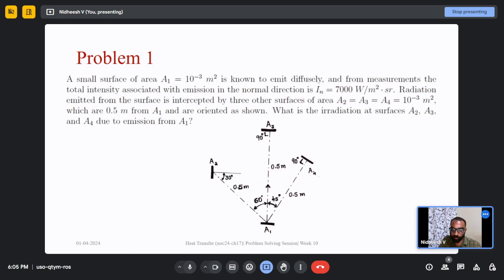Have you solved problems similar to this during the lectures? If not, let's proceed to solve this problem.